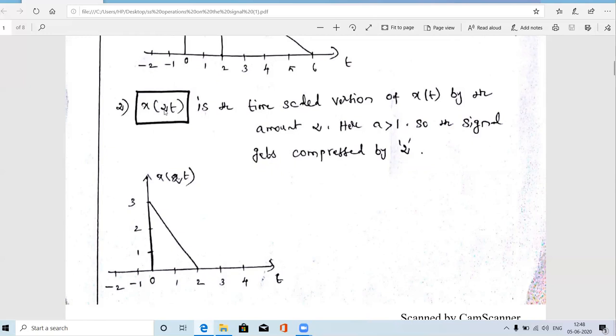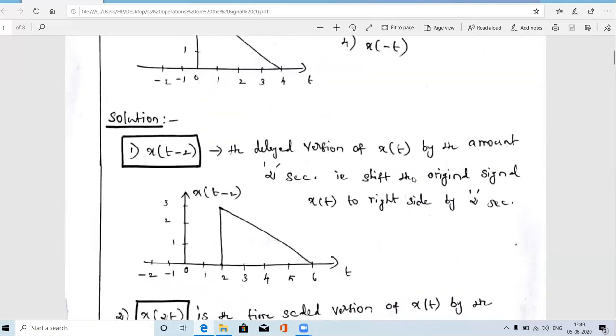So here, what is the value of a? The a value is 2. If a is greater than 1, the signal gets compressed. The signal gets compressed by how much amount? The a amount. What is the value of a? a is 2. So the signal gets compressed by the amount 2.